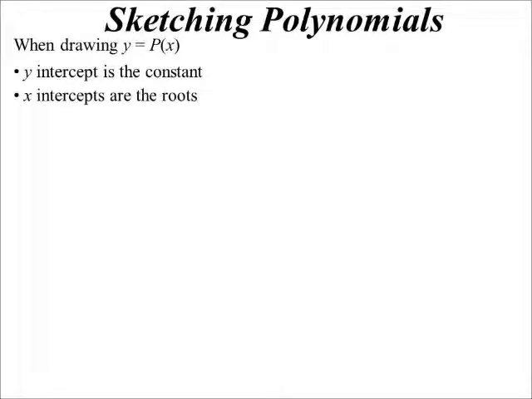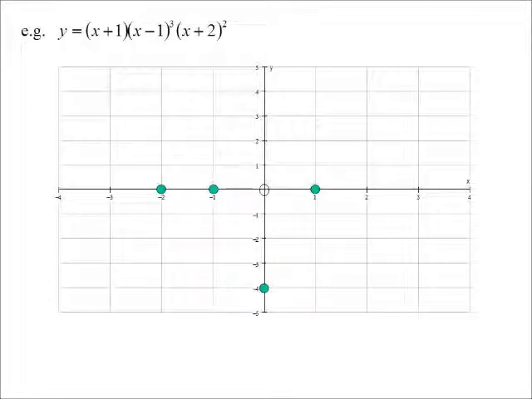Now, we know the x-intercepts are the roots of the equation, the zeros of the polynomial. So it's already factorised for us, so that makes life a bit easier. The x-intercepts are minus 1. The next one would be 1. And the next one would be minus 2.